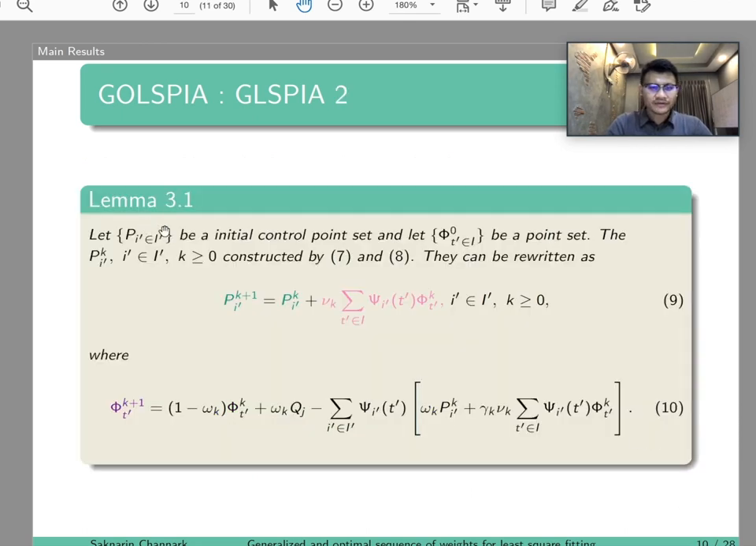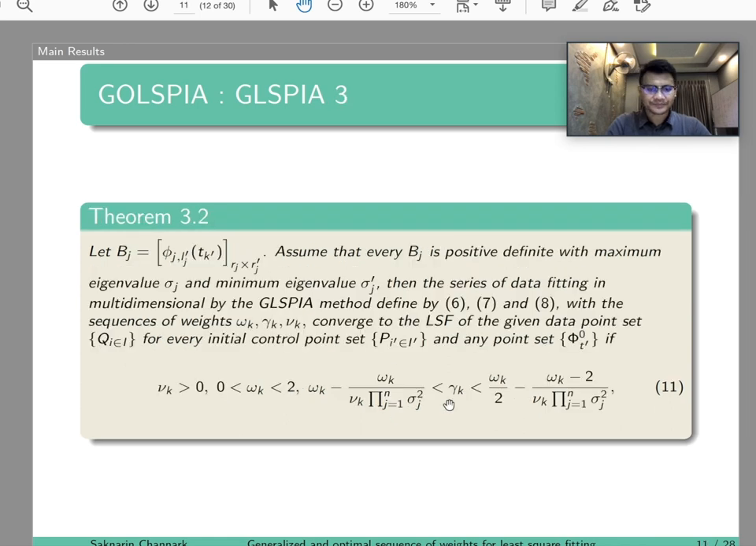And then we got Lemma 3.1. Let P be an initial control point set, and let phi be a point set. The control points P_i' k constructed by equations 7 and 8 can be rewritten as equation 9, where the phi_t' k+1 equals equation 10. Then we got Theorem 3.2.